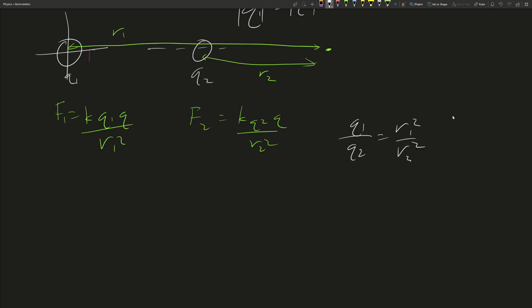And so this confirms it, because since Q1 is greater than Q2, R1 has to be greater than R2. And the only way for R1 to be greater than R2 is if this charged particle is to the right of both of these.